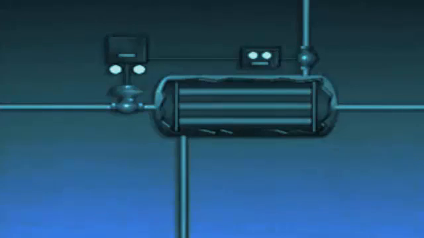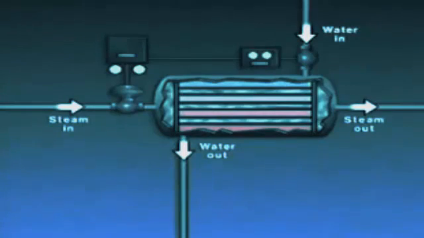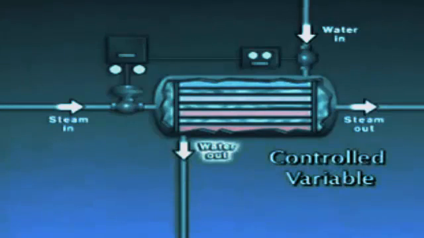deviates from set point. To get a better understanding of how a feed-forward control system works, let's look at an illustration of a heat exchange process that's controlled by a feed-forward system. In this system, steam flows through tubes inside a heater and heats water that flows around the tubes. The controlled variable in the system is the water temperature at the outlet of the heater.